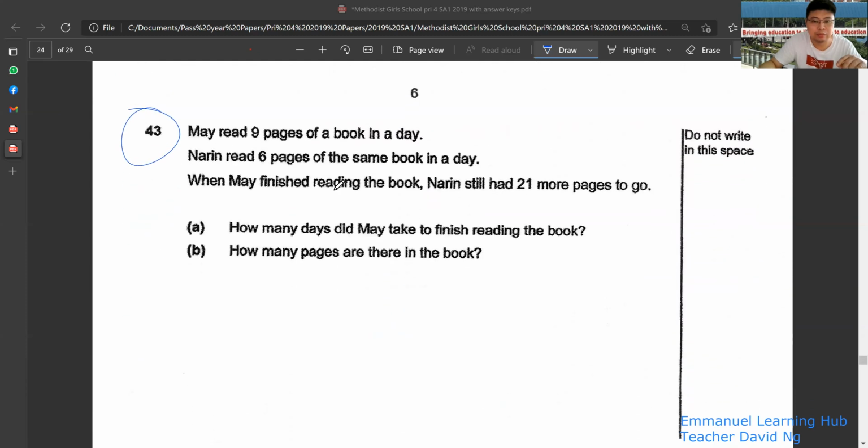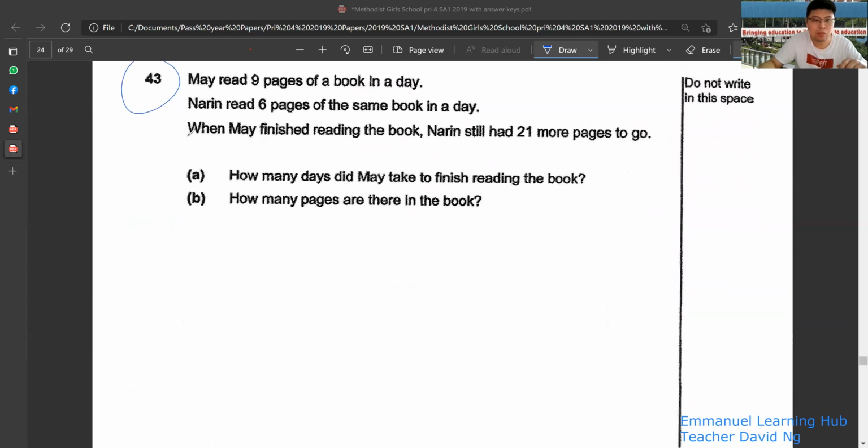Okay, 43. May read 9 pages of a book in one day. Nareen read 6 pages of the same book in a day. When May finished reading the book, Nareen still had 21 more pages to go. How many days did May take to finish reading the book?